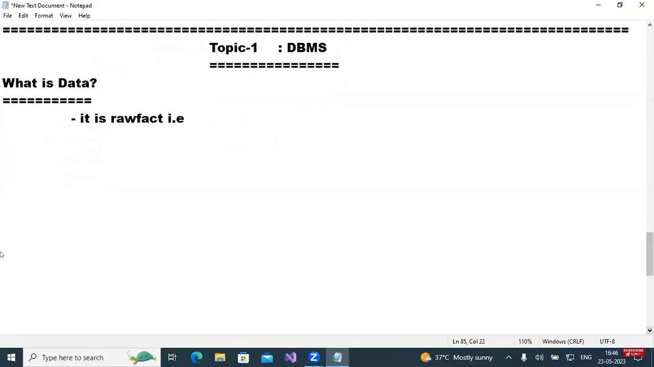Raw fact means what, sir? Raw fact is nothing but characters, numbers, special characters, symbols. These are all called raw facts.